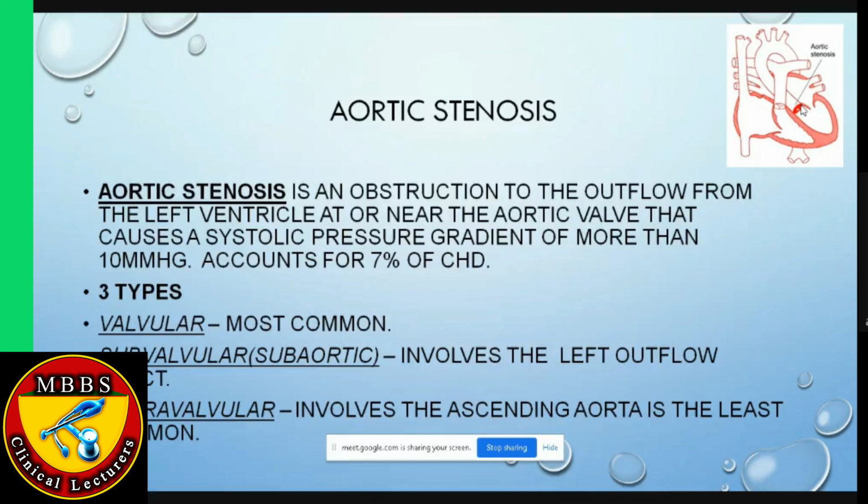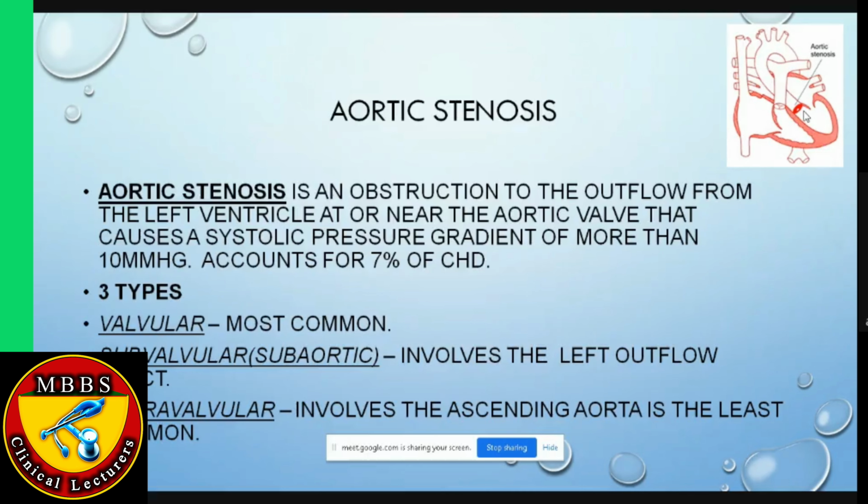So there will be the obstruction of the outflow from the left ventricle or near the aortic valve that causes a rise in the systolic pressure. Now, this accounts for more than 7% of the congenital heart diseases. Now, when we talk about aortic stenosis, we classify them in three categories.